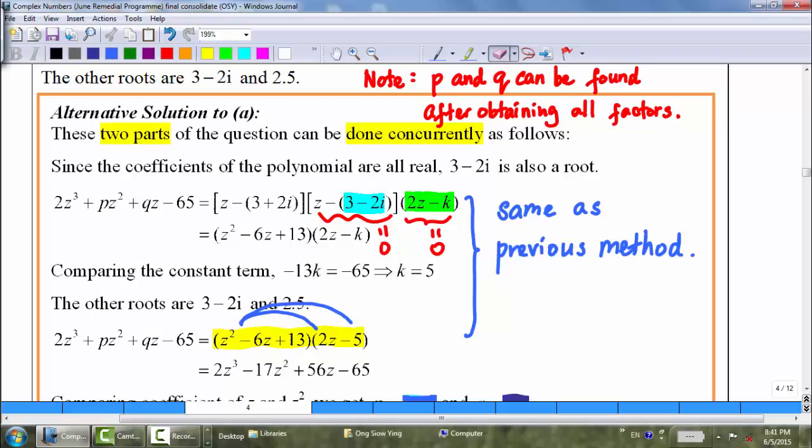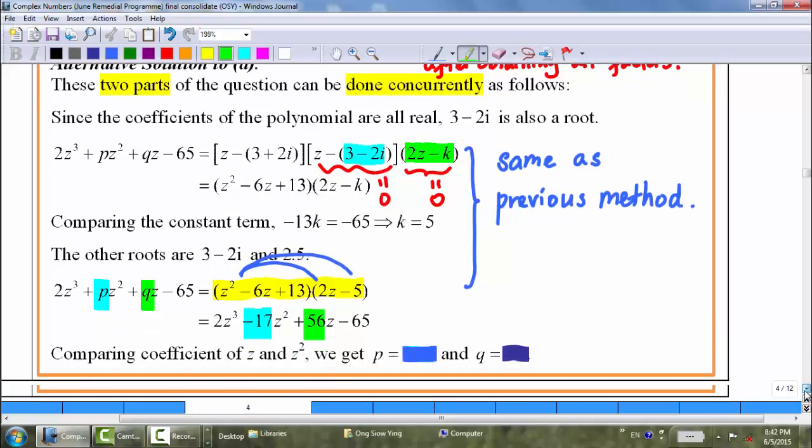Therefore, after you get to this part, you just need to compare coefficients again. What is your p? Your p is minus 17. And what is your q? Your q will be positive 56, by comparing coefficients of x, z squared and z respectively.